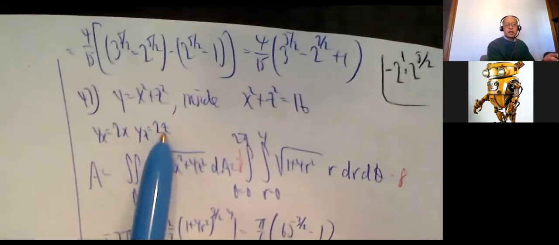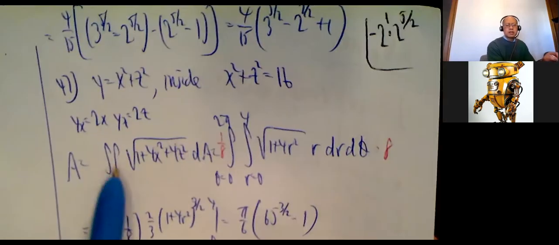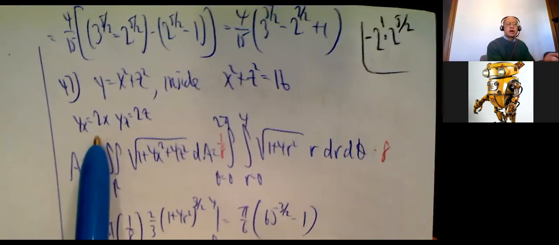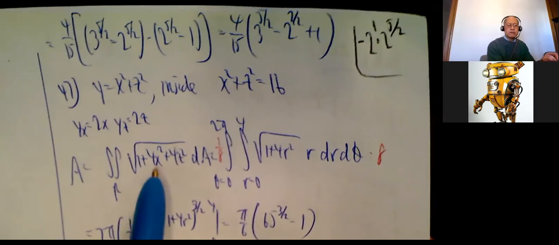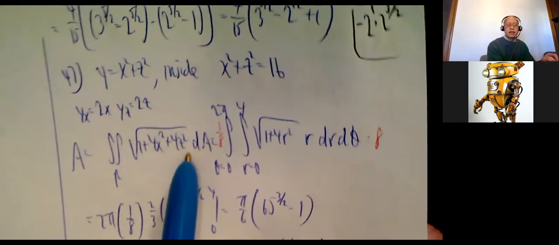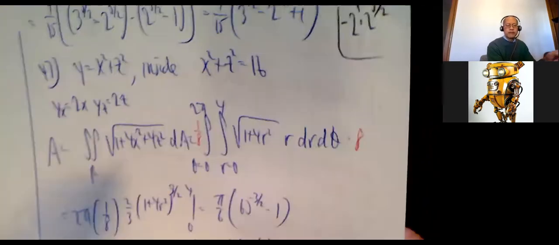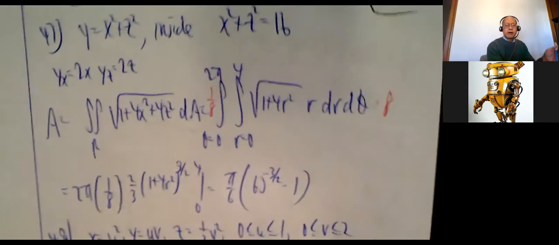Okay, so y sub x is 2x, y sub z is 2z. So for the surface area, it's the square root of 1 plus y sub x squared, 4x squared, plus y sub z squared, 4z squared, dA. This looks perfect for polar coordinates.